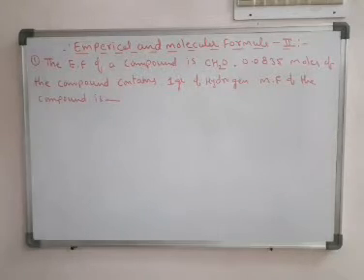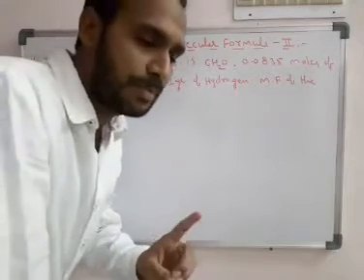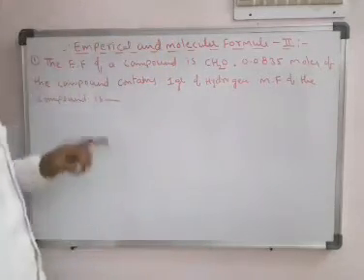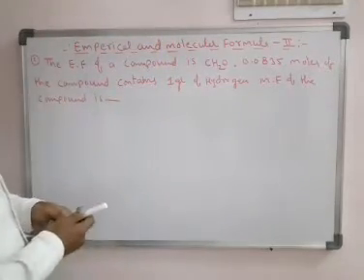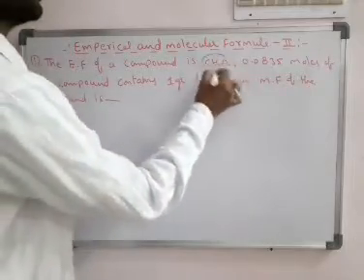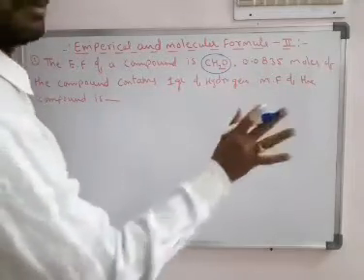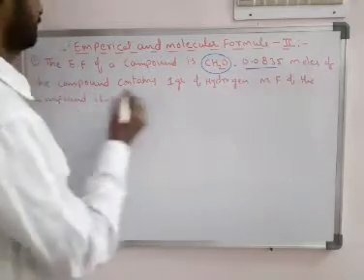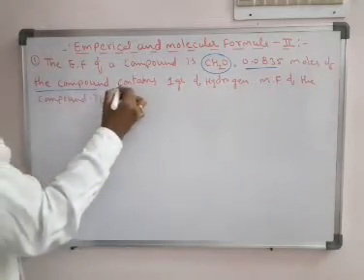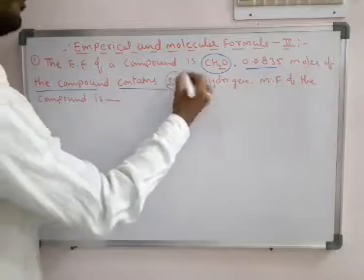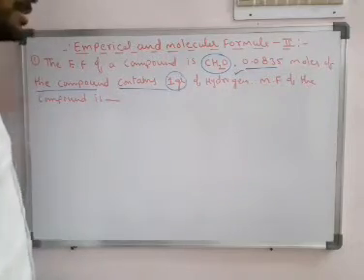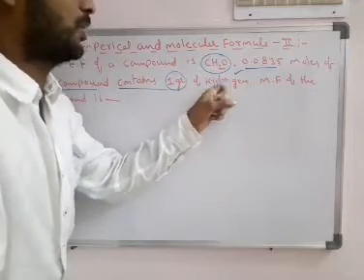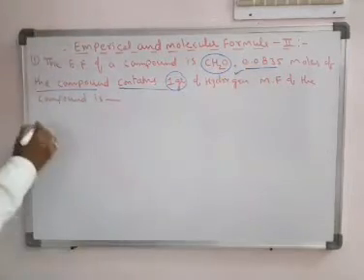Okay, see the first problem in the empirical molecular formula worksheet. The empirical formula of a compound is CH2O, and the information given is that 0.0835 moles of that compound contains 1 gram of hydrogen only. Here the information is given only about the hydrogen, and with the help of that only we have to find the molecular weight.